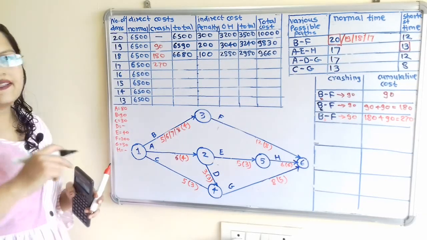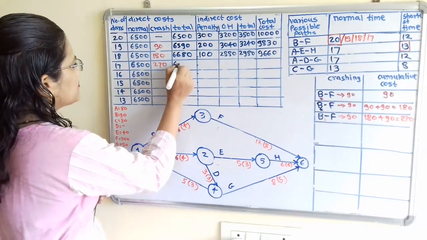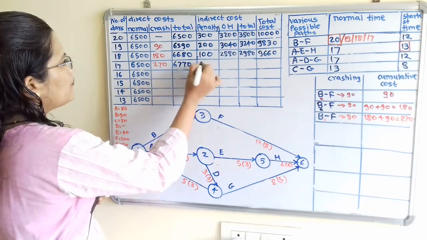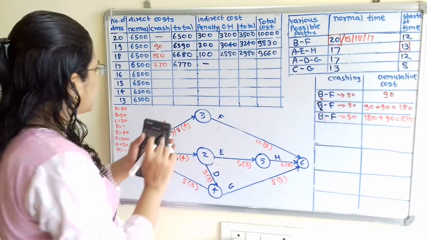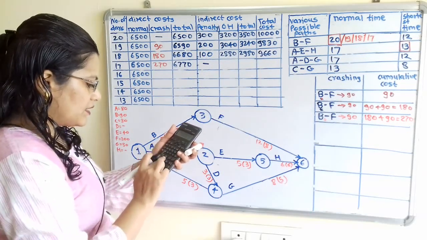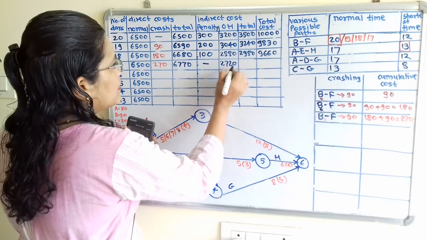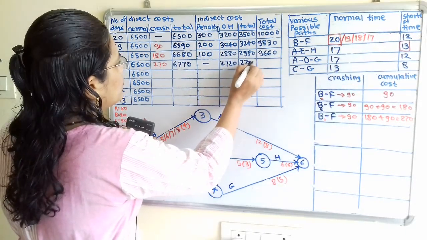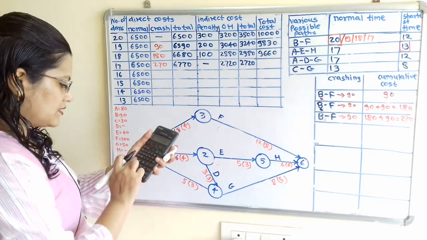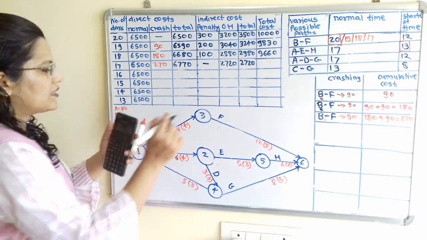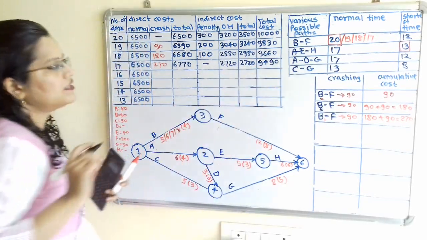Now we will add this. So 6500 plus 270, that is 6770. Penalty cost is no there for 17 days. Overhead cost 17 into 160, that is 2720. So here total cost 2720 plus 6770, that is 9490. So this is the cost.